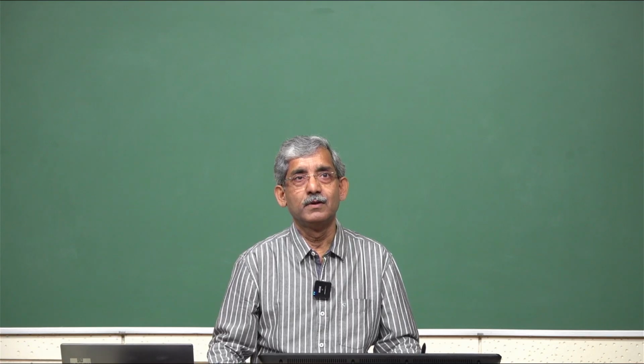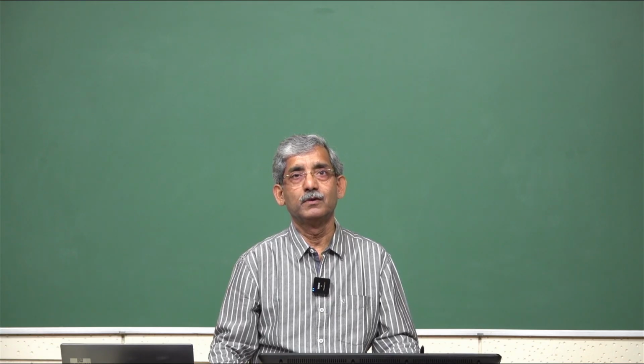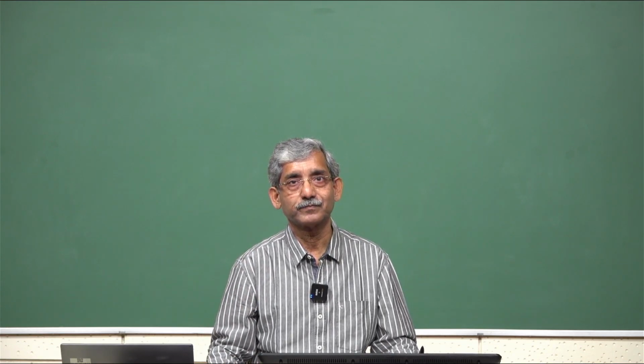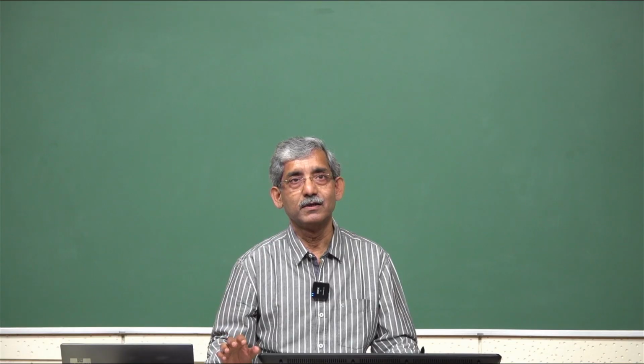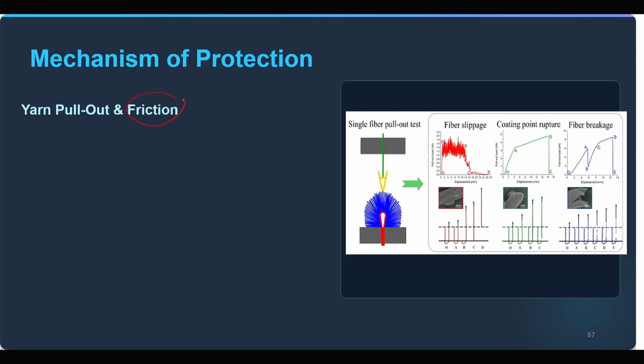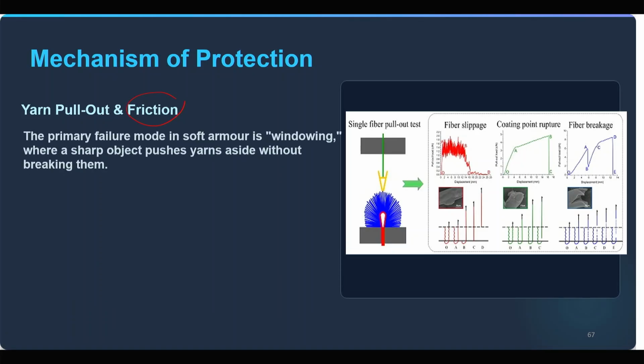Hello everyone. Now we will continue with the mechanism of protection through the shear thickening fluid. Yarn pull out and friction are increased by applying the shear thickening fluid. So, it also improves the yarn pull out force. This is the single fiber pull out test, where a single fiber is pulled out from the specimen.